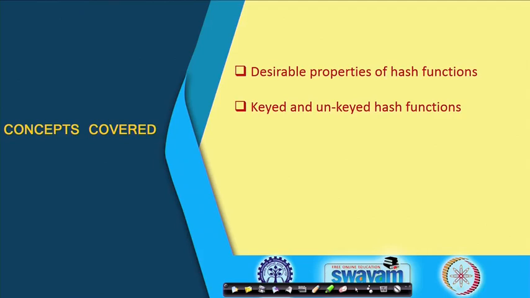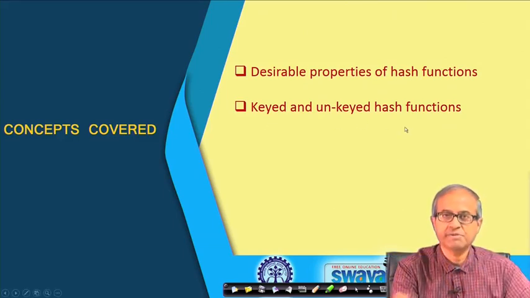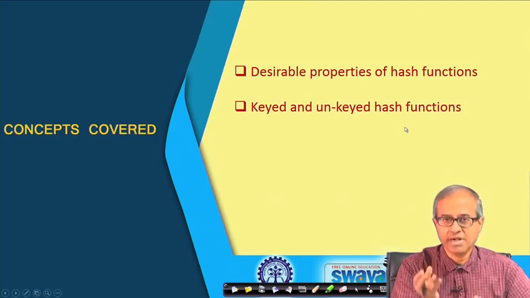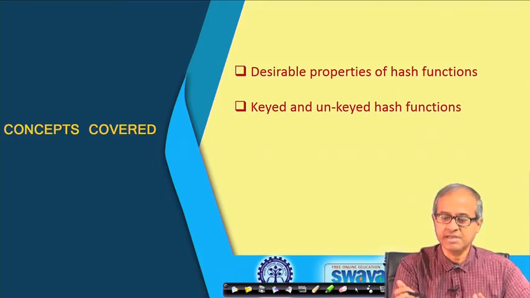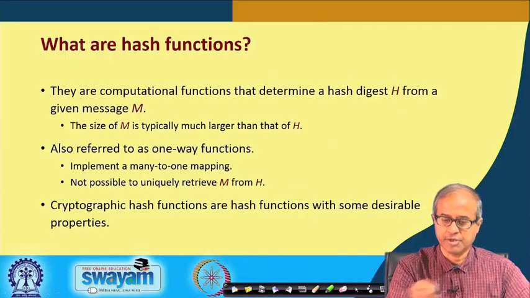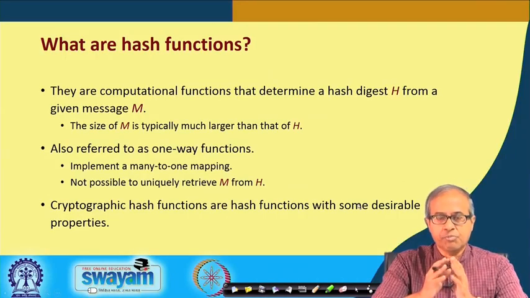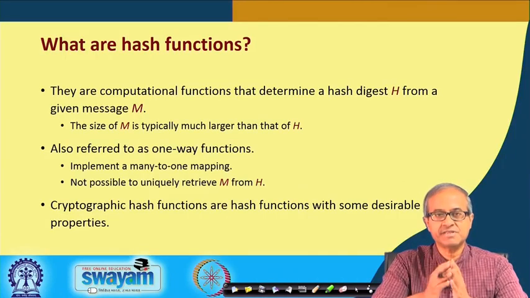In this lecture, we shall first be talking about some of the desirable properties of a hash function, and we shall see that there are broadly two types of hash functions we can use. One that uses a key, which is called a keyed hash function, and another which does not require a key, which is the unkeyed hash function. So, broadly speaking, let us first try to see what a hash function is.